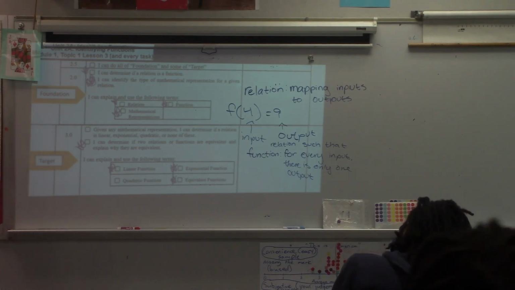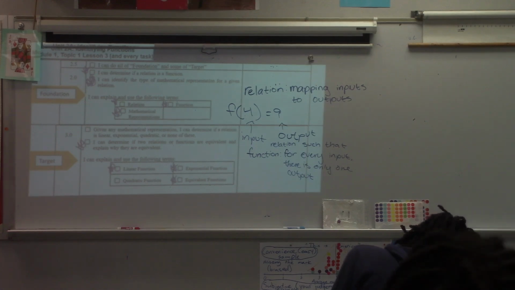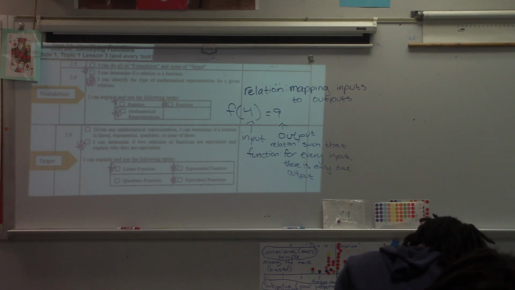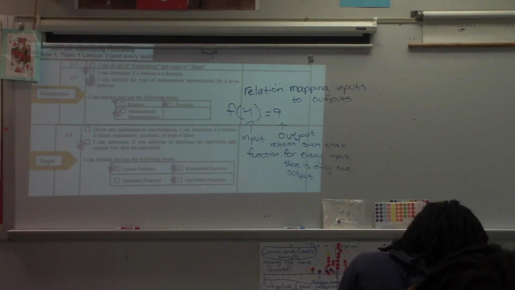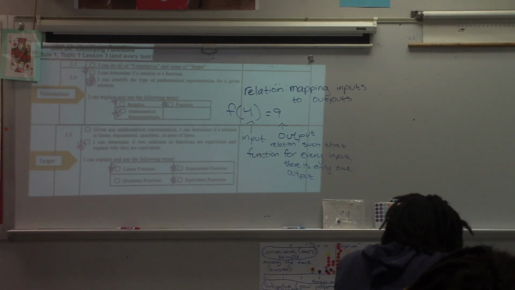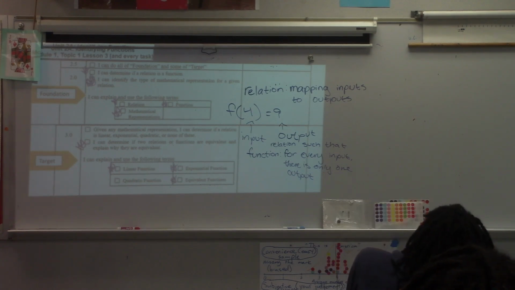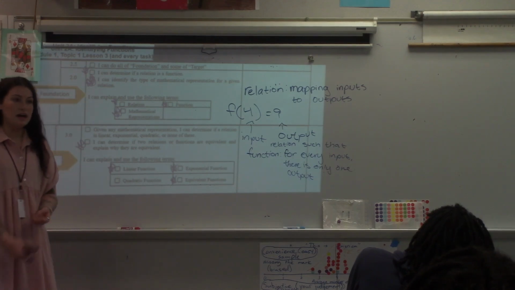Come on guys, that's all we've talked about for the last 2 days. What makes a linear function? How do we know it's linear? Repeated addition. Anything else? Okay. Repeated addition, it's a line.